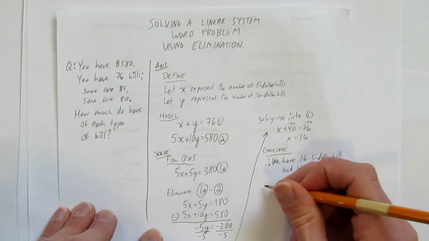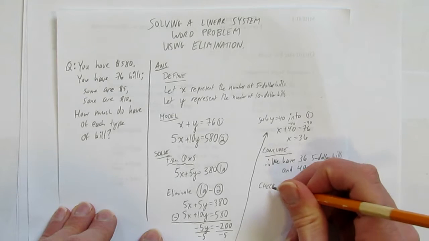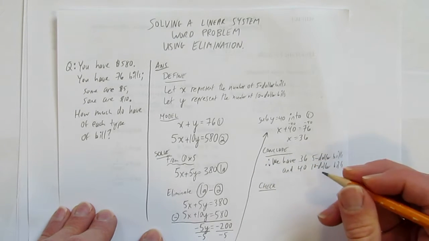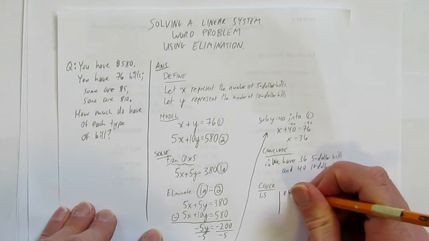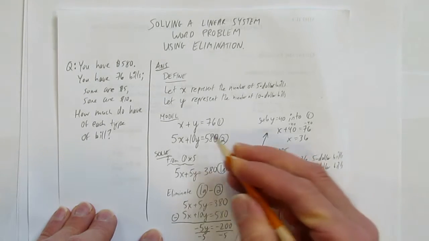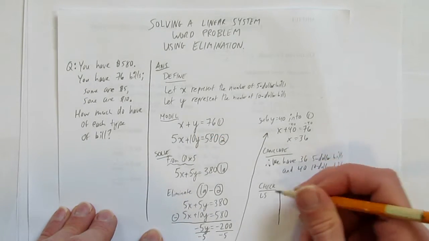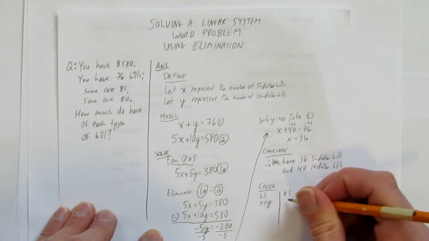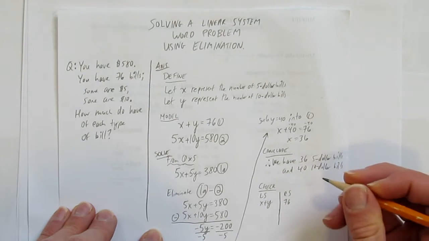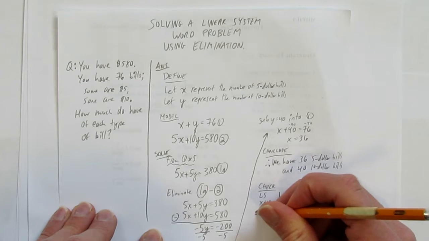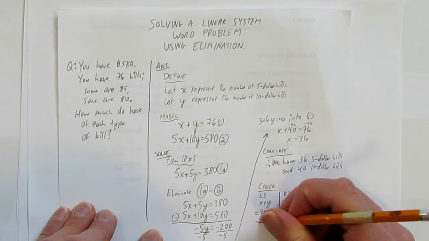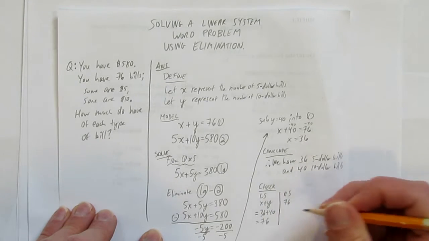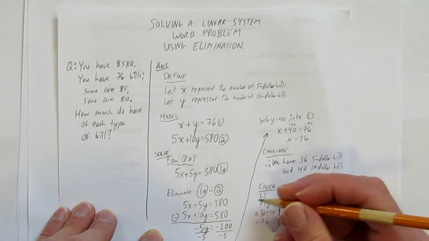But you could check. There's a check step if you want. It just gives you confidence that your answer is right. And the way we check is we do left side, right side on both equations. So my first equation is x plus y equals 76. I'm going to write that down. X plus y. The right side should be 76. I put an equal sign just here. What's x? 36. What's y? 40. Is 36 plus 40 76? Yeah. So that's good.